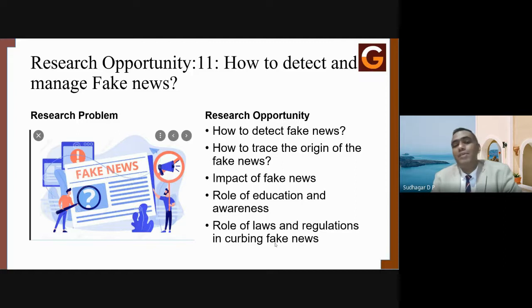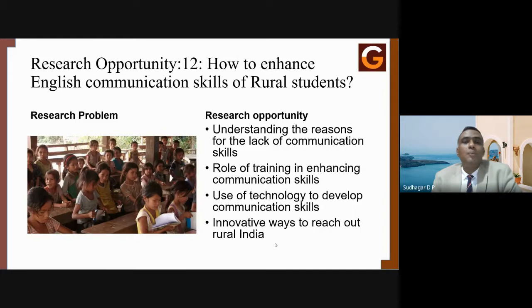These are some of the research opportunities which could be considered. Because of the fake news, many people have actually lost their life. So is it possible for you to work on that area? Research opportunity number 12, how to enhance English communication skills of rural students.